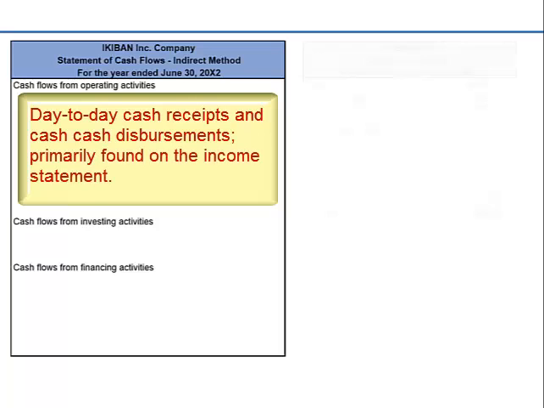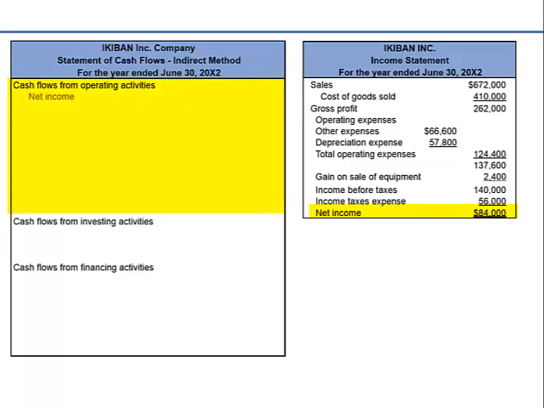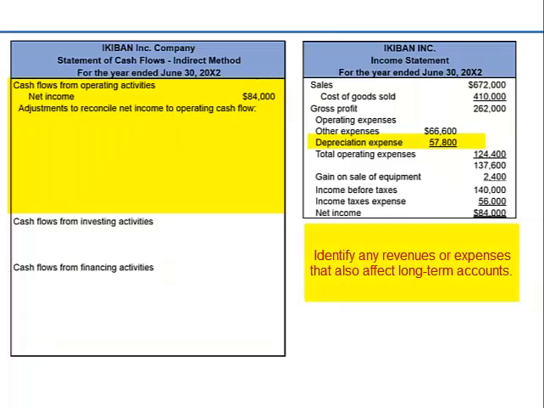The operating activities section includes cash flow from the day-to-day operations of the business. We find most of this information on the income statement. Using the indirect method, we begin with net income, $84,000, and then we make adjustments to reconcile net income to operating cash flow. We begin with a review of the income statement, identifying any non-cash revenues or expenses. A good way to identify these items is to remember that these items also affect long-term accounts. Depreciation expense is a non-cash expenditure. We add the amount of depreciation expense as a reconciling item.